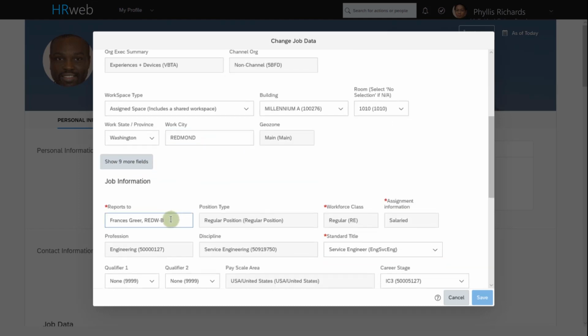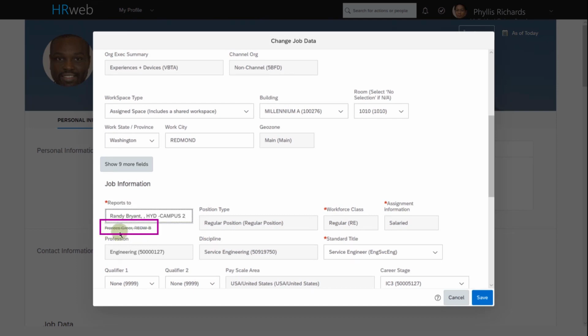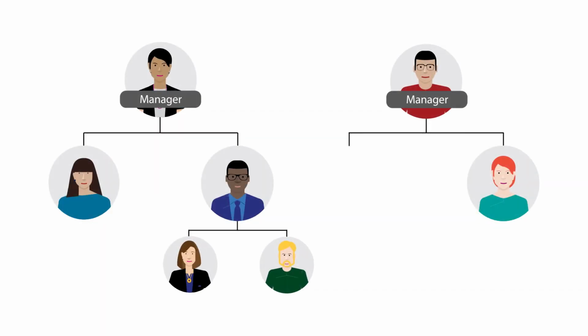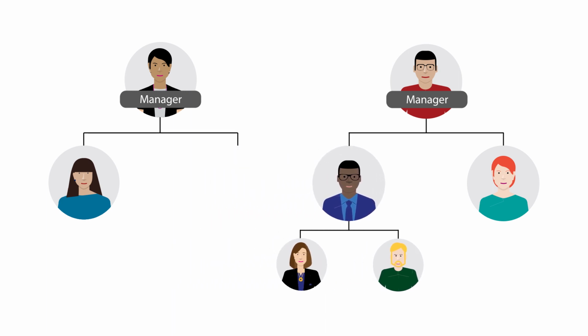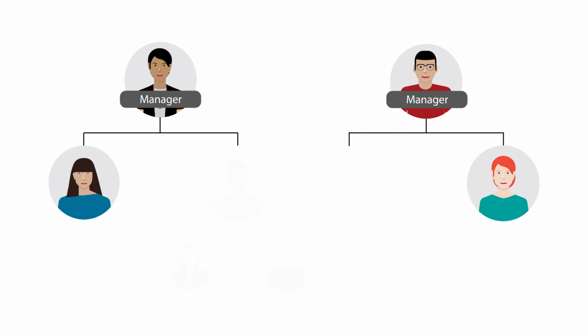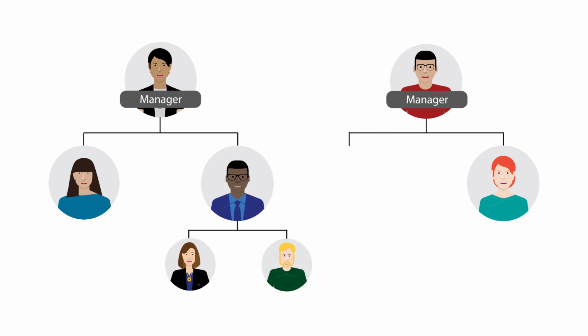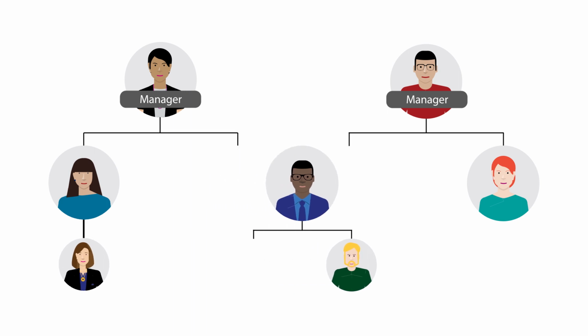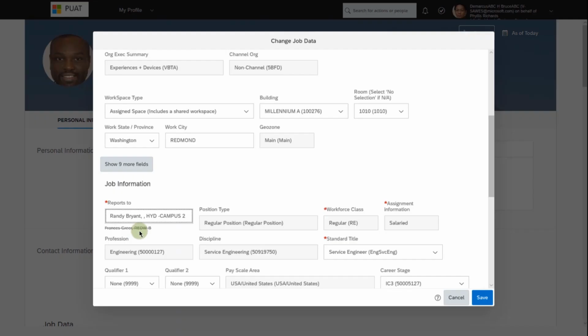I'll scroll to the Job Information section and type in the new manager's name or alias in the Reports to field. The former manager's name is displayed below, crossed out. It's important to note that any direct reports below the person changing managers will continue to report to the same person, but in the new org chart. If some direct reports will not continue to report to the same person, you'll need to do reports to changes to each of them before moving their manager.